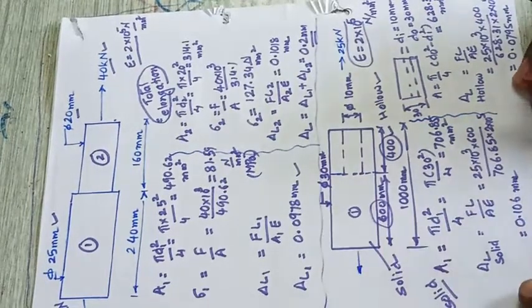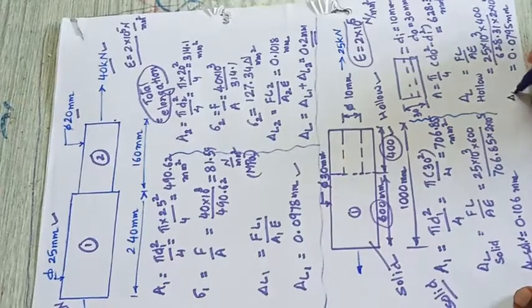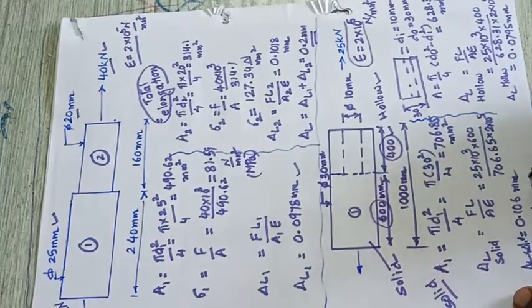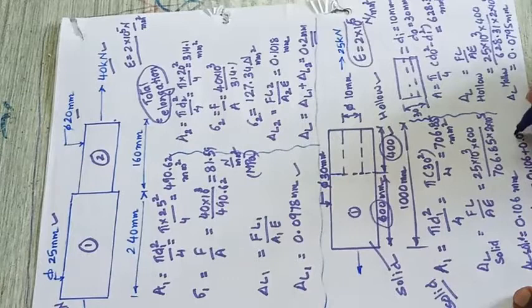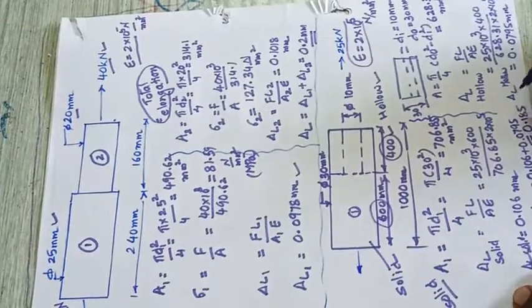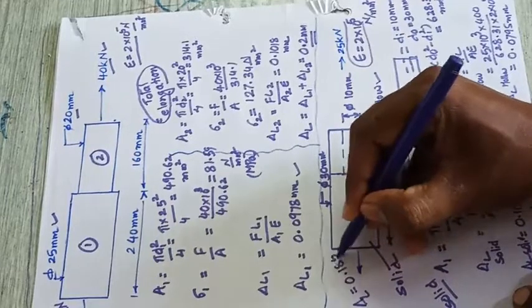So what is the total elongation? Once again in this problem, this is delta L solid and this is delta L hollow. So the total elongation in the whole component is delta L solid plus delta L hollow. It is 0.106 plus 0.0795. So the answer is 0.185. The change in the length in this problem is 0.185 mm.